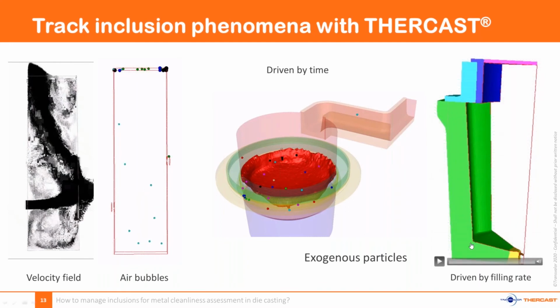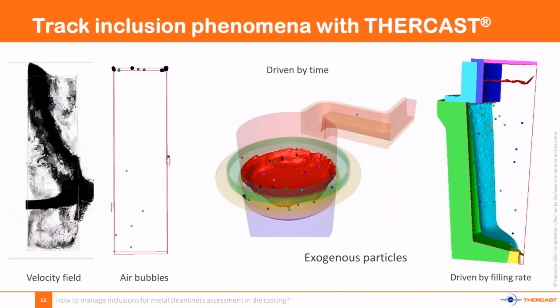On the right hand side of the slide, we have an ingot casting, in which we also have a set of particles, piloted this time by filling rate. Depending on the filling rate, a set of particles are released into the volume of the ingot. Here we have two isosurfaces. The first one is representing the level of fluid in the mold, and the second one is representing the solidification front.